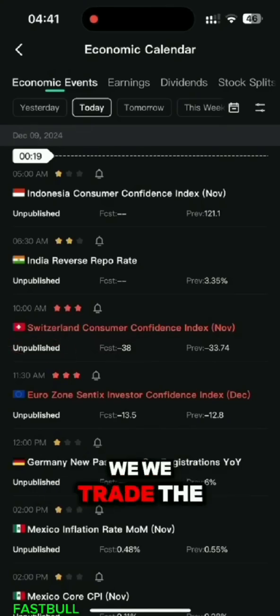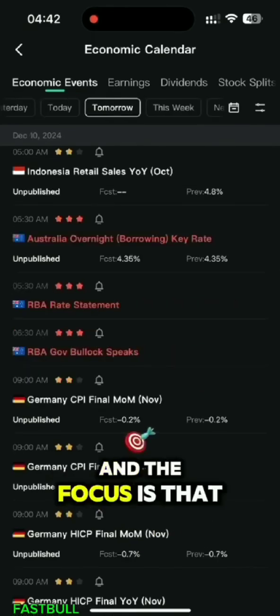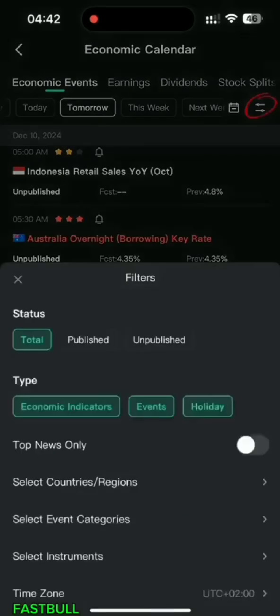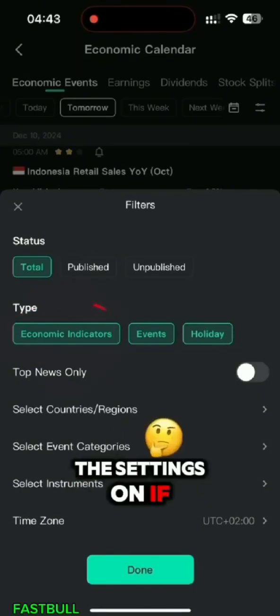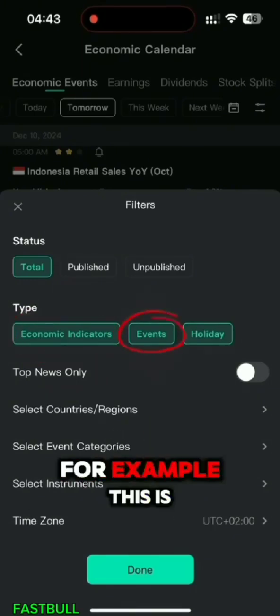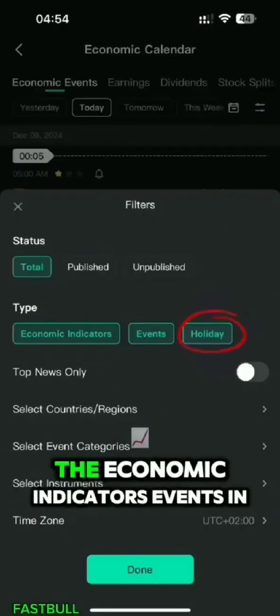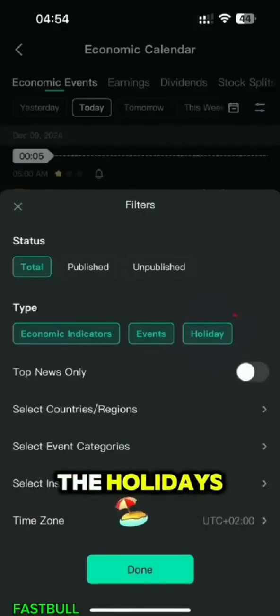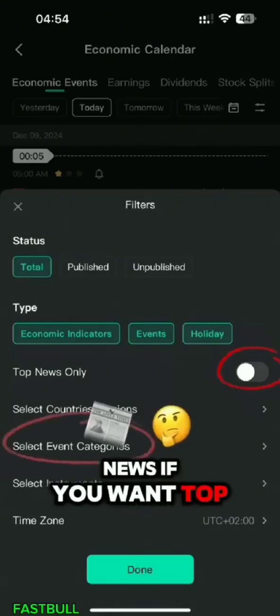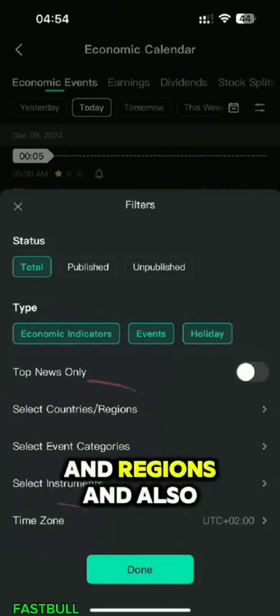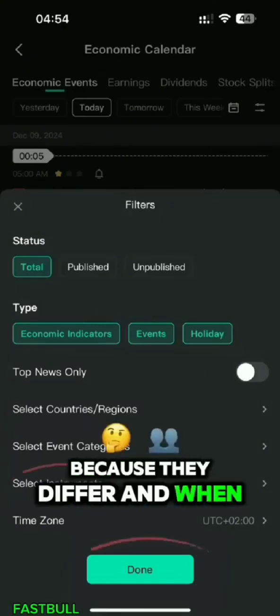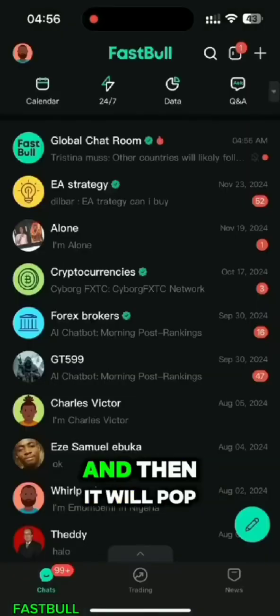So we trade the unpublished news using the previous and the forecast. If the previous is that percent and the forecast is that one, it means that the actual would be close to the forecast. When you click the top right corner over there, it shows you the settings on how to set your own news. For example, this is how I want mine to appear: the economic indicators, the events, and the holidays. I want all that news. If you want top news only, you click on that, and you can select event categories, countries and regions, and also time zones because they differ. When you're done, you simply click on the done option and then it will pop right down.